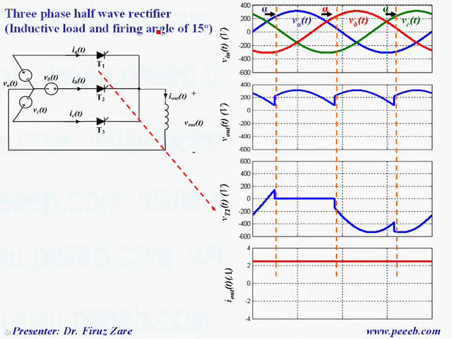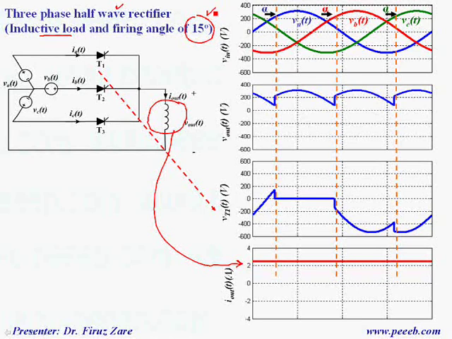So let's compare a three-phase half-wave rectifier with an inductive load when the firing angle is 15 or even more with a resistive load. In this case, when we have an inductive load, suppose that the output current is continuous. So what happens at this firing angle, starting from this point, is that phase A is greater than the other phases, which means the voltage across this thyristor is positive.